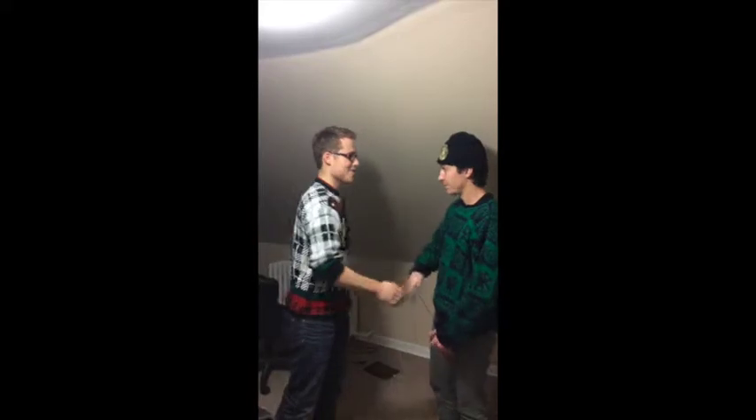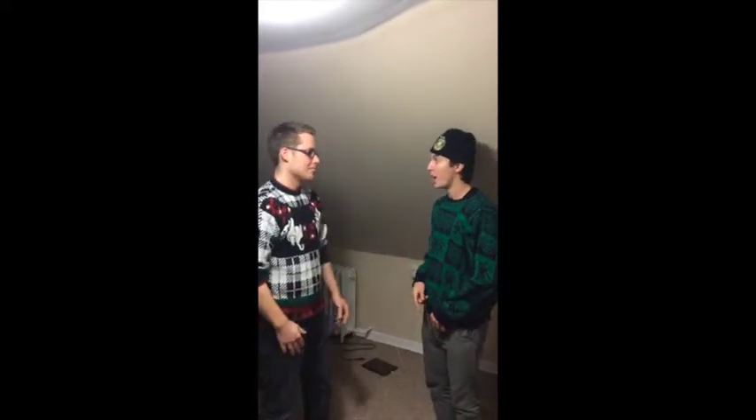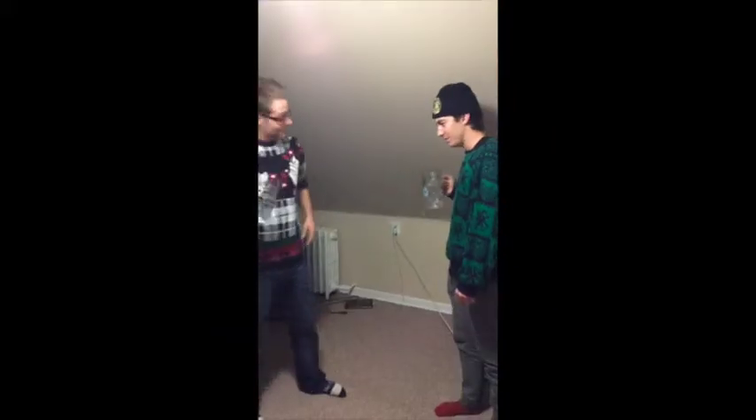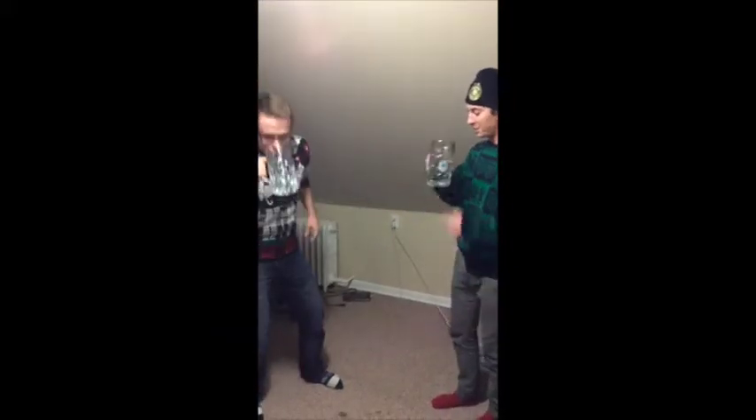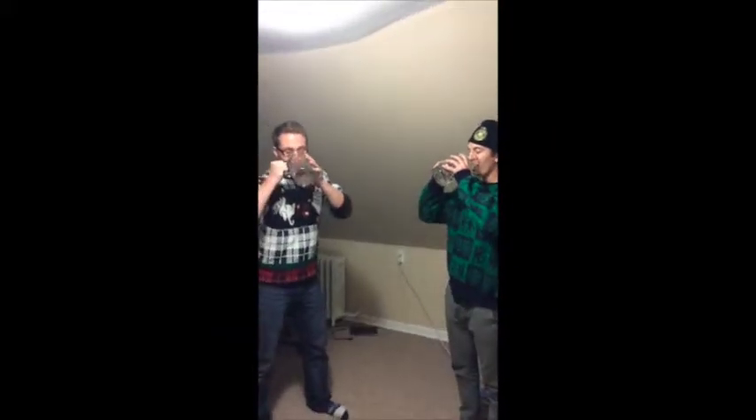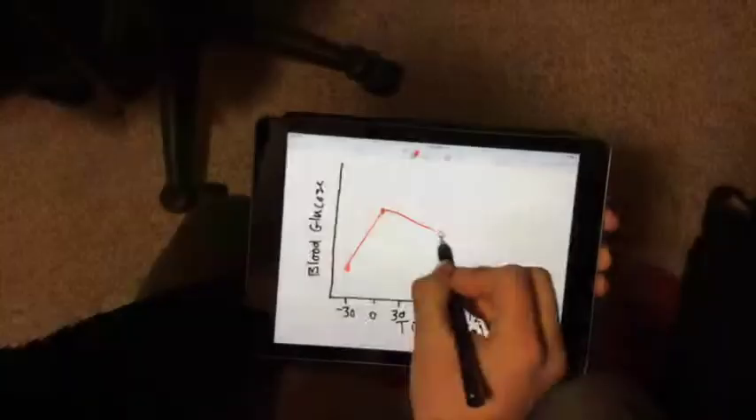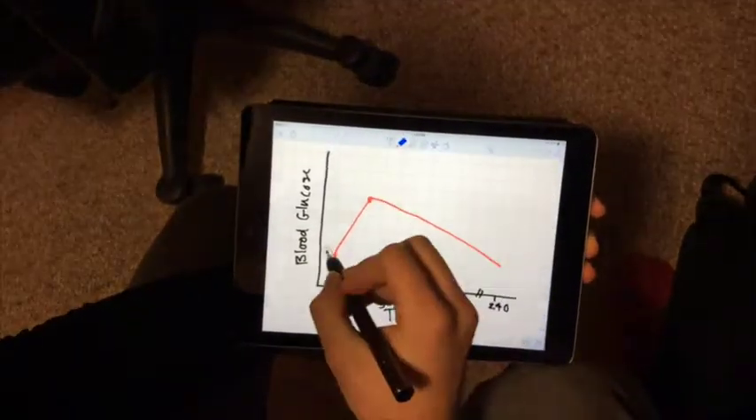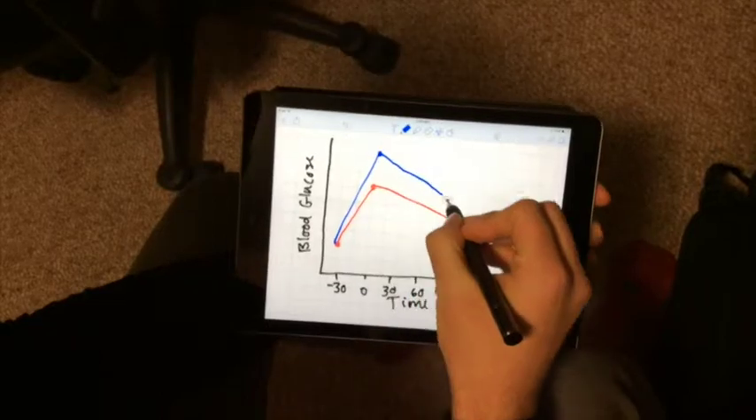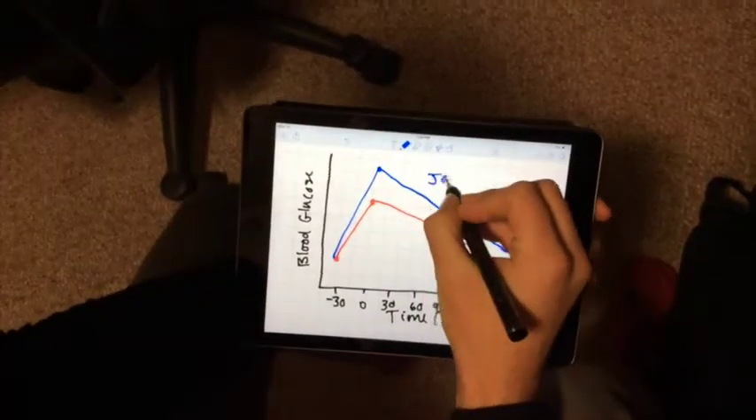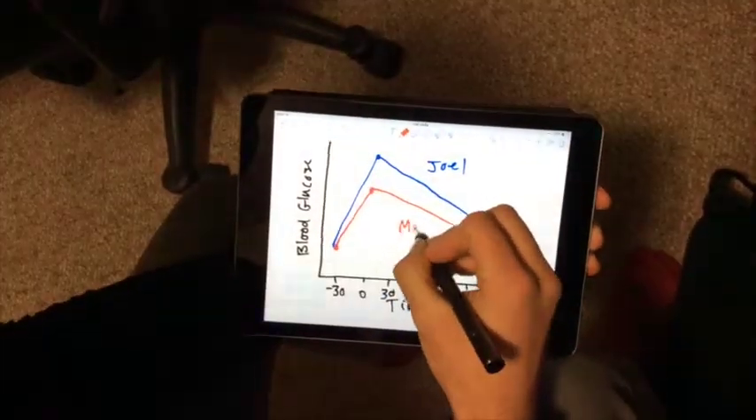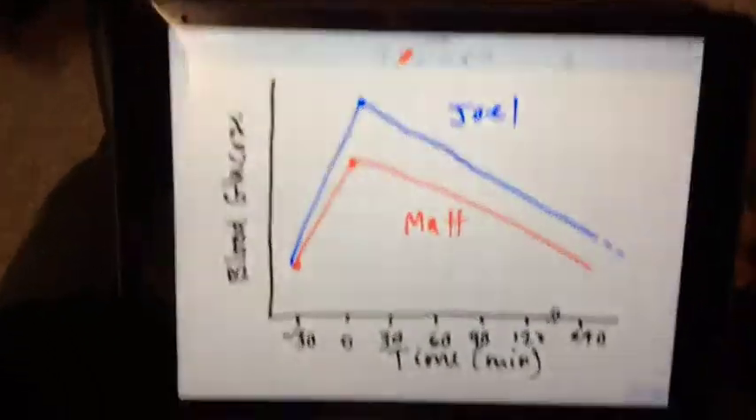Two men report to the lab after a 12-hour fast and are given identical glasses of sugar water. Both men are 45 years old, have a BMI of 29, making them both overweight, and have a waist circumference of 94 centimeters. Despite them seeming quite similar on paper, for some reason Joel's blood glucose is higher than Matt's for the entirety of their 2-hour oral glucose tolerance test.